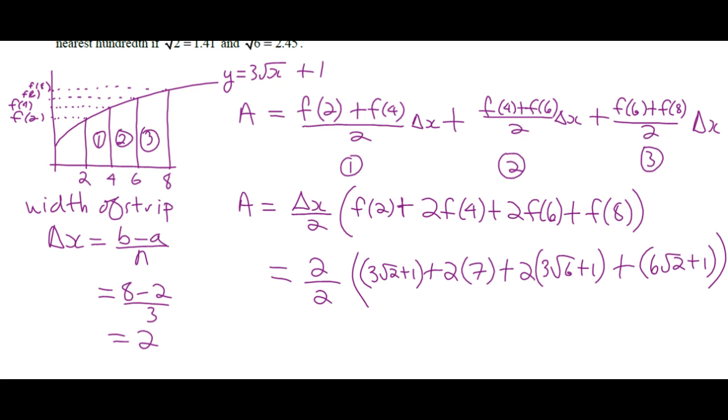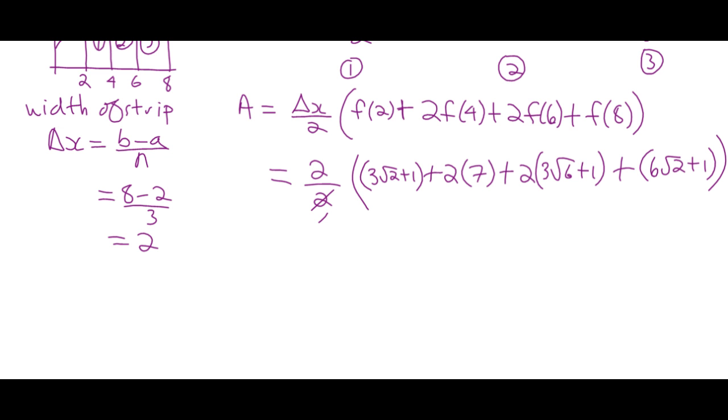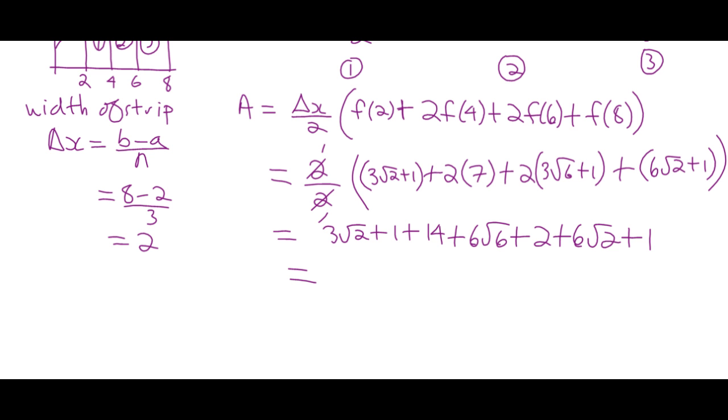All right, and now we can do, well, 2 over 2, that's just 1, right? So let's just expand it. So we've got 3 root 2 plus 1 plus 14 plus 6 root 6 plus 2 plus 6 root 2 plus 1. And collecting all our terms, so we've got 9 root 2's, and we've got 6 root 6's, and we've got 14, 15, 17, 18. Add that up, right? Yeah, 18.